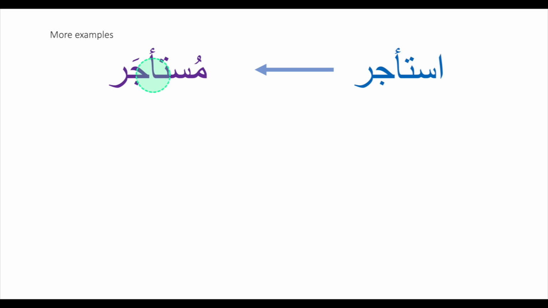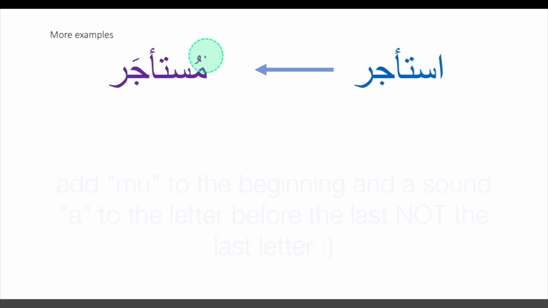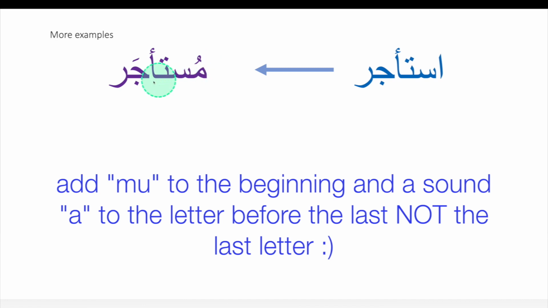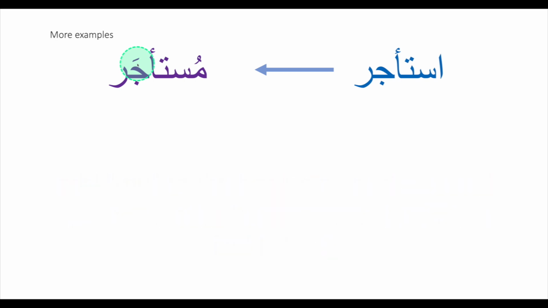In terms of the doubling in form 2 which I mentioned, it is because it has a doubling within the verb, so that's why that doubling continues to the passive. But if we don't have the shadda or the doubling in a verb, then you don't have to add it to the passive, just to bear that in mind. And here the example, استأجر, which means to rent, and مستأجر, which is rented. So the key thing is to add an M with a vowel U to the beginning and make the final letter with vowel or accent A, or what we call in Arabic fatha.